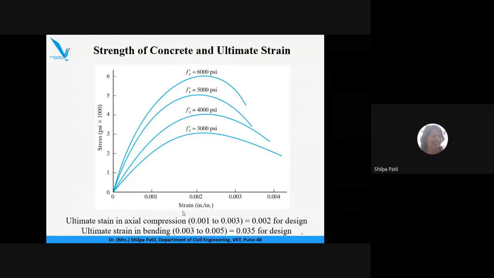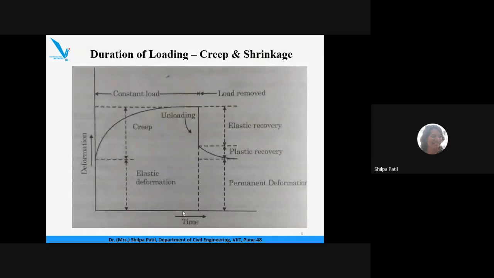Let us move to the next parameter, which has an impact on the stress strain curve of the concrete, and that is creep. Have you learned about creep? Yes, ma'am. Can you define creep? What is the meaning of creep?